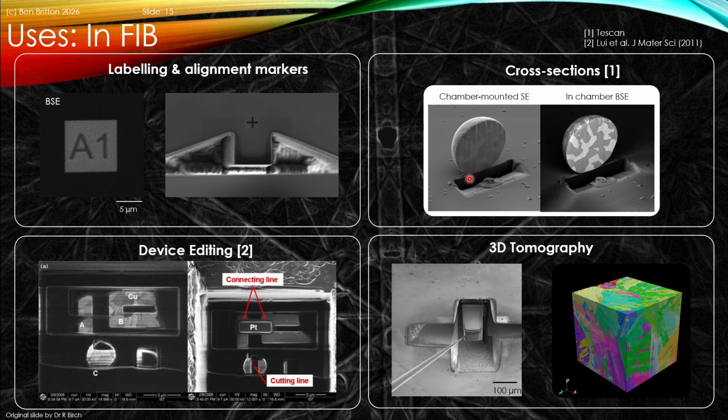We can do cross sections. This is of a solder ball, and effectively we've got beautiful microstructure that appears in the cross section without having significant damage. This is quite difficult to prepare using other methods.